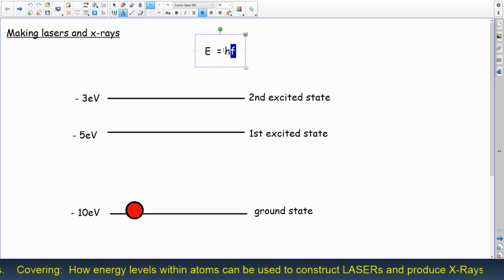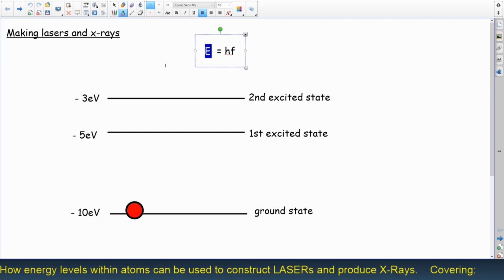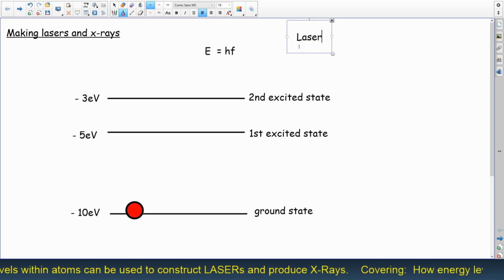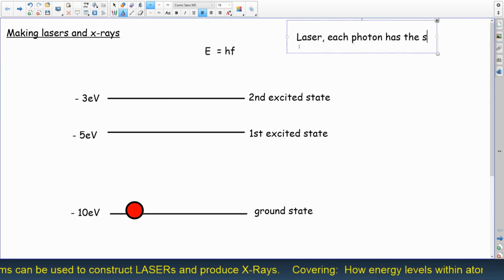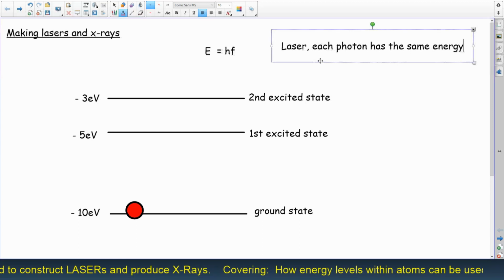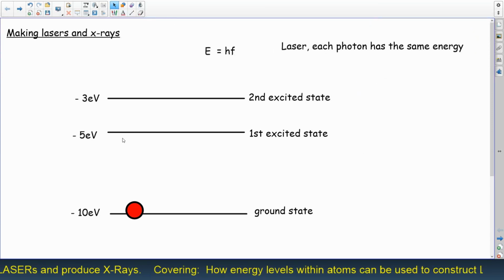F is a single frequency, H is a constant, which means that these are photons of the same energy. So to make a laser, each photon has the same energy. And that's the plan. Okay, that's dead simple, in principle anyway.